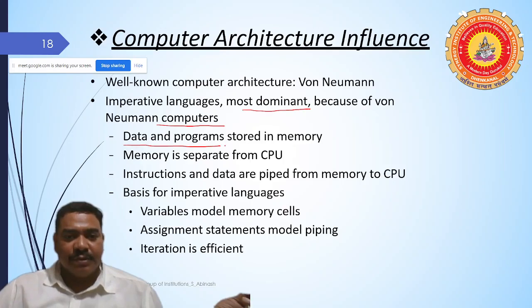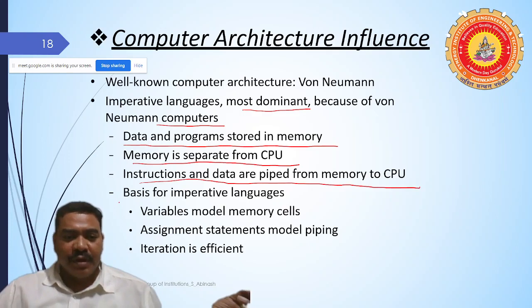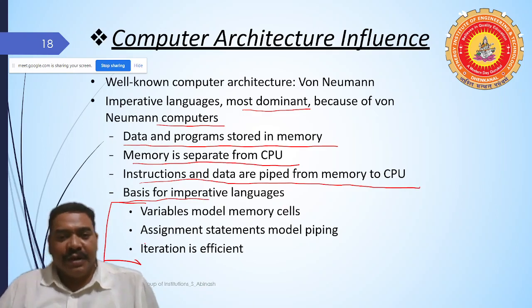Okay, data and programs are stored in memory. Memory is separate from the CPU, and instructions and data are piped from memory to the CPU. This is the basis for imperative languages, that is, the variable model of memory cells, assignment statements, and iteration, which is very efficient with the John von Neumann architecture. So today we'll discuss how the John von Neumann architecture was very suitable for imperative programming languages.